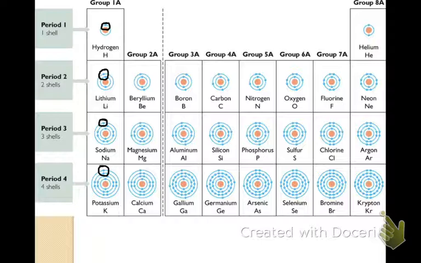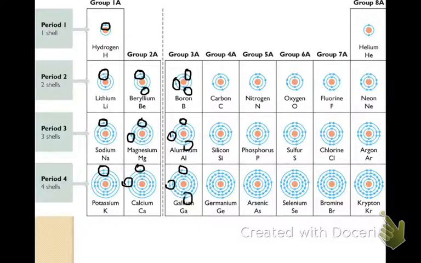So anything in group 1 has only one valence electron, meaning only one electron in its outer energy level. Taking a look at group 2, we have beryllium here, which has two valence electrons. Magnesium also has two valence electrons, and calcium has those two valence electrons as well. So again, as you go down group 2A, there's two valence electrons. Group 3A, of course, there's three valence electrons in each of the atoms going down the group.